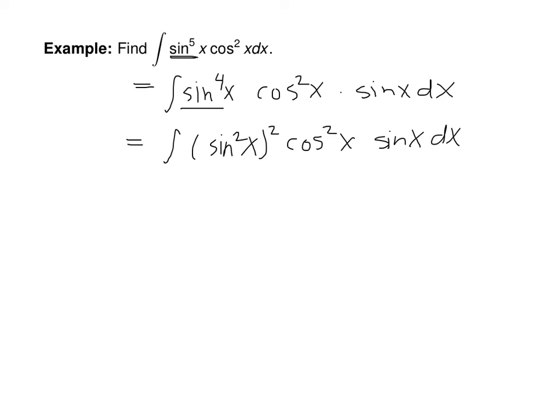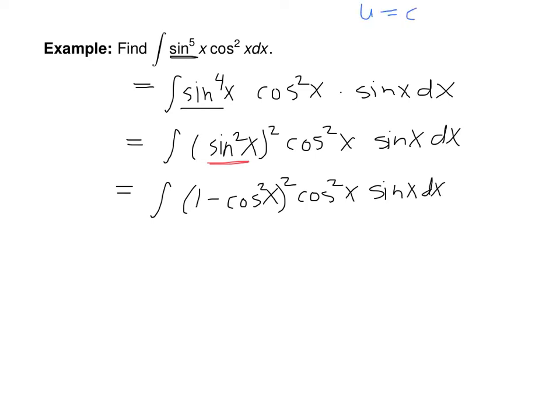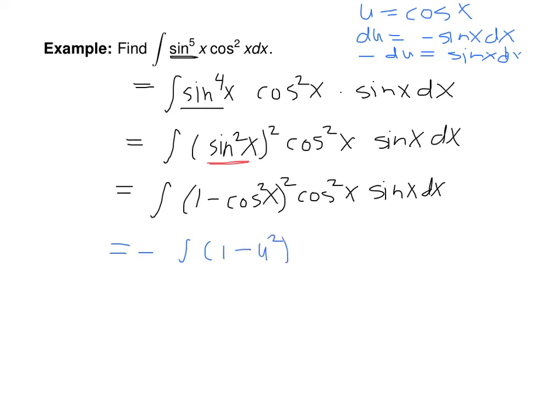And now what you can do is use your identity to change these into cosines, and then you can u-substitute for cosine. So sine squared x is 1 minus cosine squared x. And now if we let u equal cosine of x, du is negative sine x dx. So negative du equals sine x dx. So this becomes negative the integral of 1 minus u squared, the quantity squared, times u squared du.